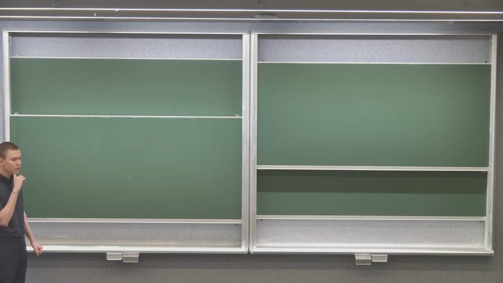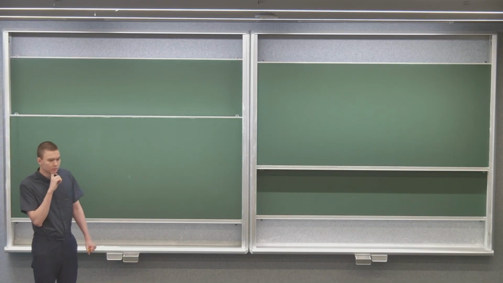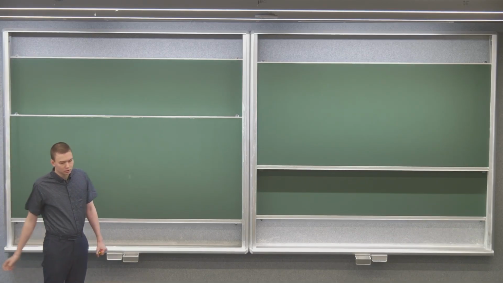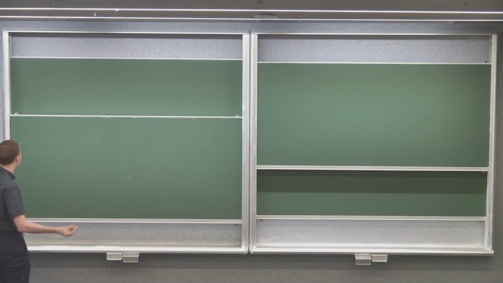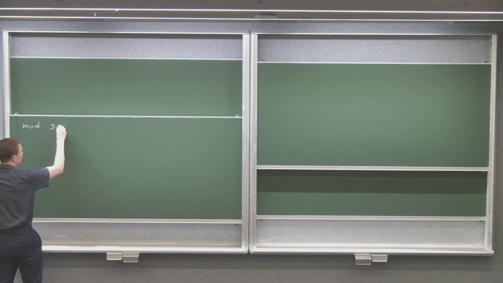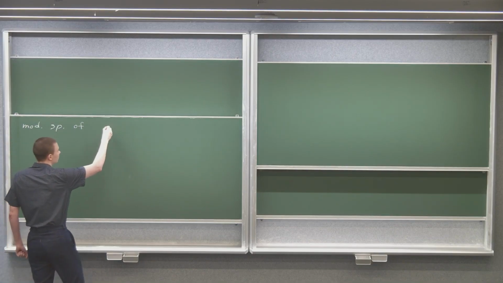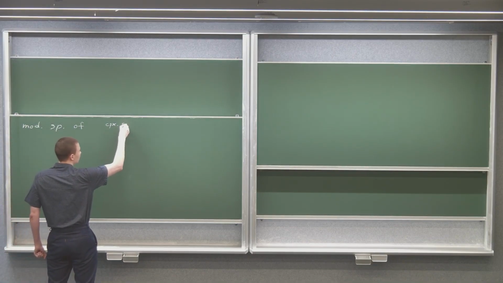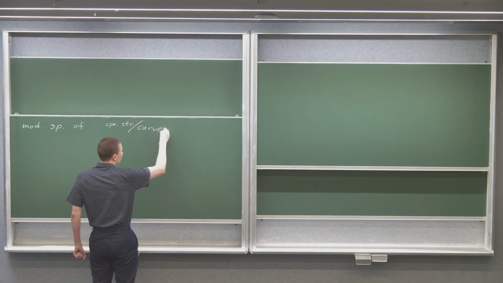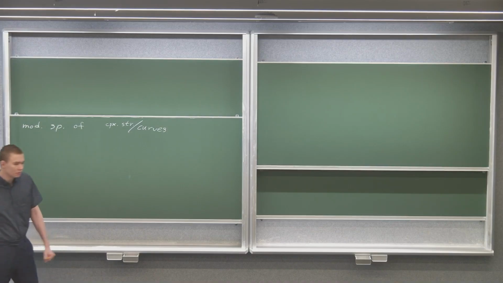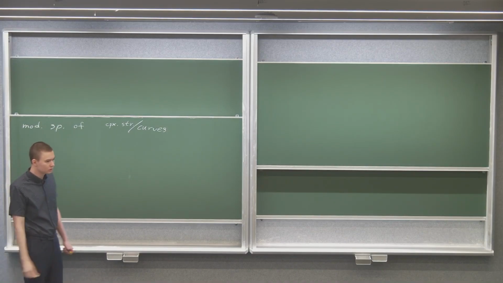is the moduli space of either complex structures or curves. Complex curves, it doesn't matter. We can use these interchangeably. So, the moduli space of either complex structures or curves. This is an important object in many areas of mathematical physics.